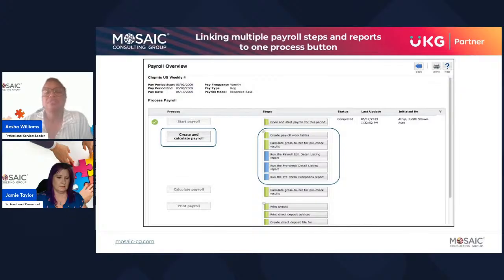And another thing that's good about that is when we configure, you can say, hey, I want to run this pre-check detail listing at this create and calculate step, and I want to run it again at the calculate payroll step. We can pull in these pre-check reports at as many steps as you'd like.